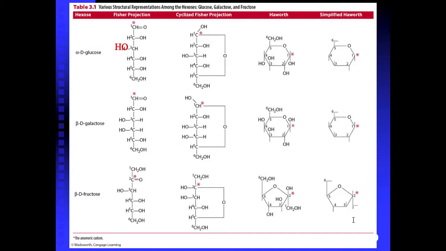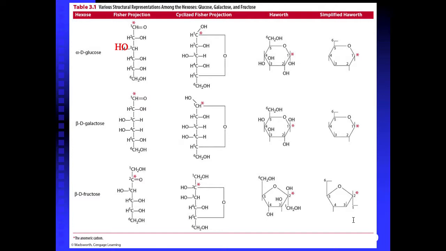Because when this oxygen binds here, the oxygen forms a hydroxyl group with that hydrogen. We're going into a little bit more detail than we have to, but that's how that forms, and so you end up with a hydroxyl group here and an oxygen bridge. That hydroxyl group can either be to the right or to the left, like it's shown here, and what that means is if it's to the right, it is down. If it's to the left, it's up. If it's down, it's alpha. If it's up, it's beta.